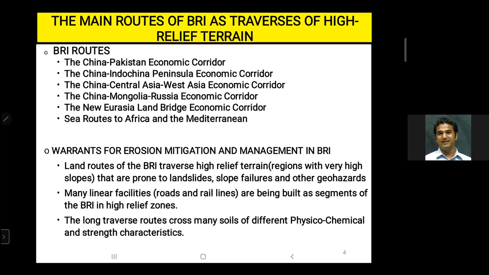in Eurasia. Now, many linear facilities are also involved. So there is then the prospect that these long linear facilities will traverse a whole lot of terrain that has very different relief in terms of valleys, hills, mountains. The long traverse routes cross many soils of different physical, chemical, and strength characteristics. In some places, the soils are very unstable. So erosion must be considered one of the greatest geotechnical stressors that will confront the full operation of the BRI.